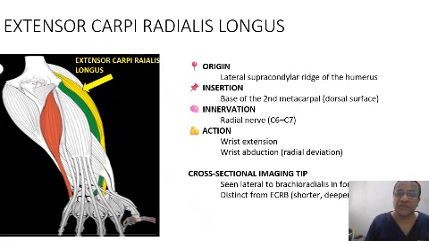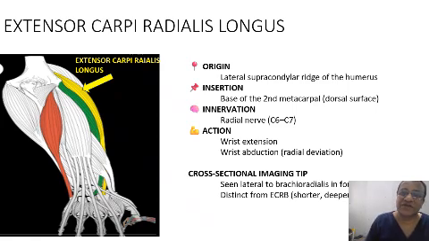The muscle inserts into the base of the second metacarpal on the dorsal surface. This long trajectory allows it to span both the elbow and the wrist joints, contributing to its dual role in extension and radial deviation. On imaging, this insertion is visible as a thin tendon crossing the wrist joint and attaching to the radial side of the hand.